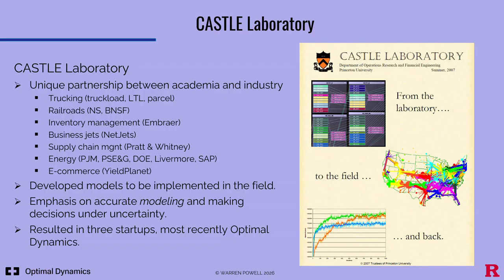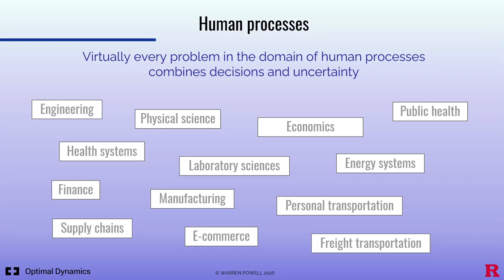Now, all of this is from my lab at Princeton called Castle Laboratory. And this used a unique partnership between academia and industry where we would actually write software for companies and go to implement in the field. And from the process of implementing in the field, we would learn problems that arose in the modeling, especially with the modeling of decisions and uncertainty. Now, when you take decisions and uncertainty, you find virtually every human process involves decisions and uncertainty. It's just fundamental to how life works.